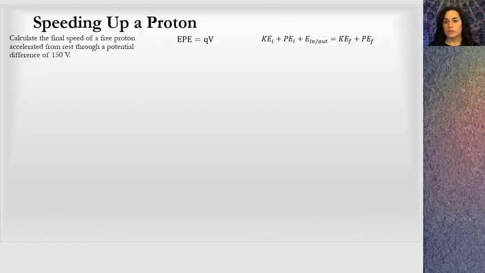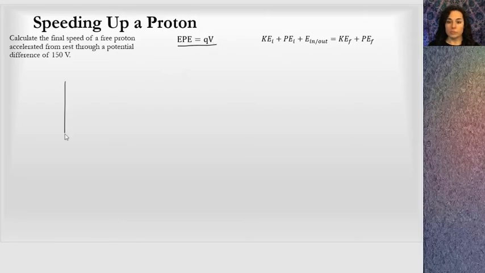Of course, I have a quick example here, a pretty basic example, speeding up a proton. It says calculate the final speed of a free proton accelerated from rest through a potential difference of 150 volts. And so we know that electric potential energy is Q times V.